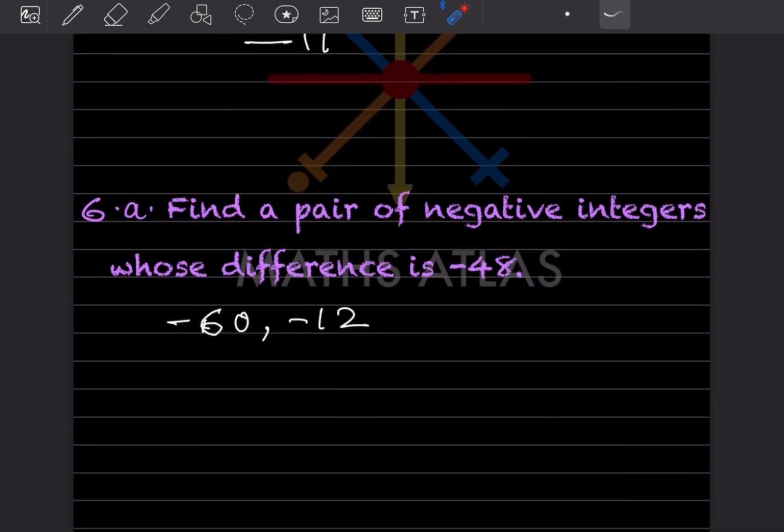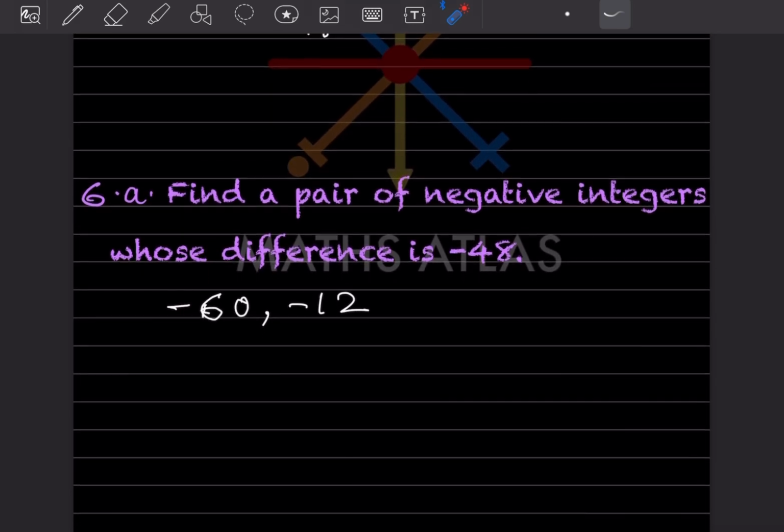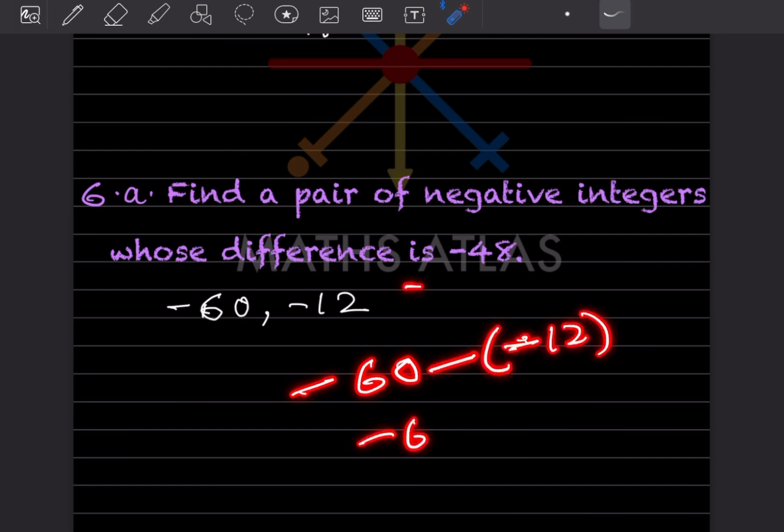Find a pair of negative integers whose difference is minus 48. So again here they said whose difference is minus 48, so we have to find a pair of negative integers. Both should be negative, but then we have to see minus 60 here, minus of minus, because we want the difference of it. So this is going to be minus 60. Here again your answers can vary. So this is going to be minus 48.